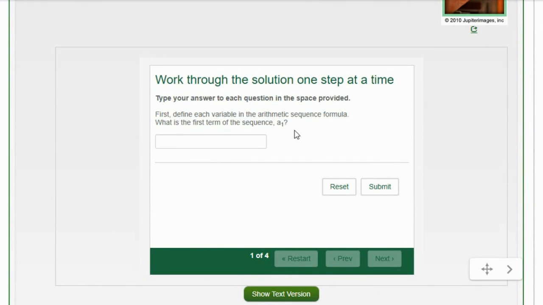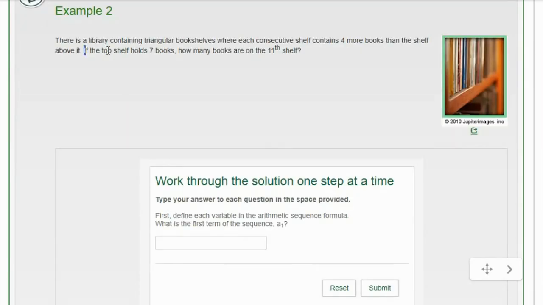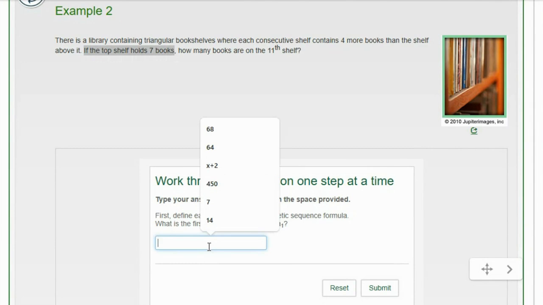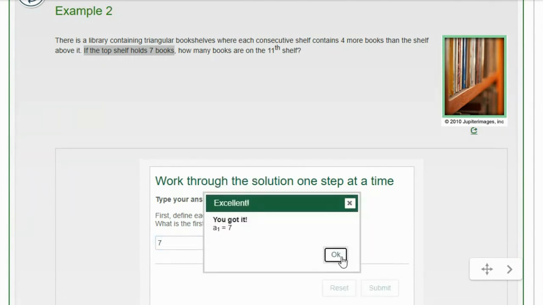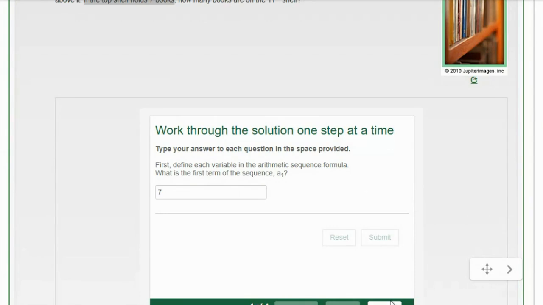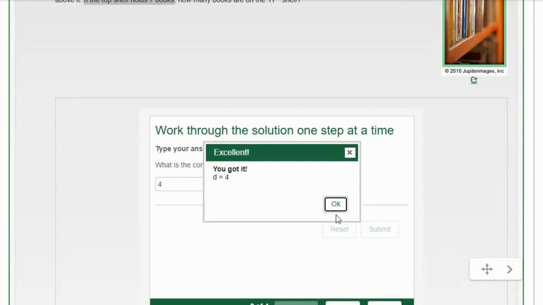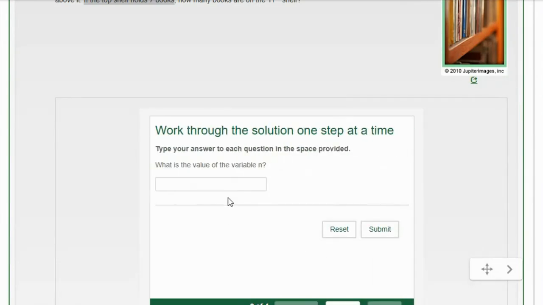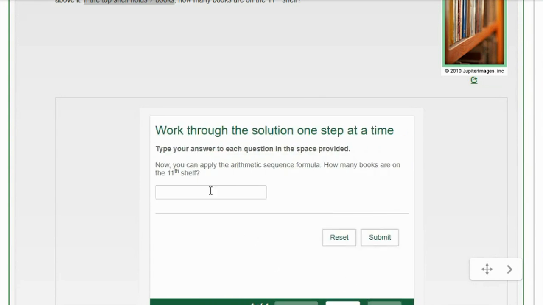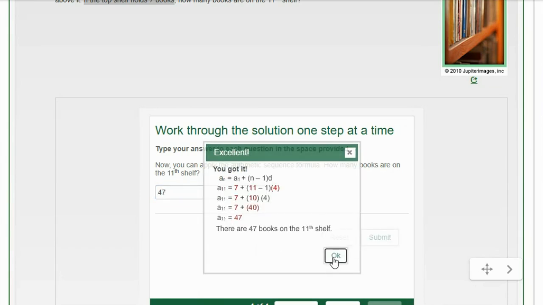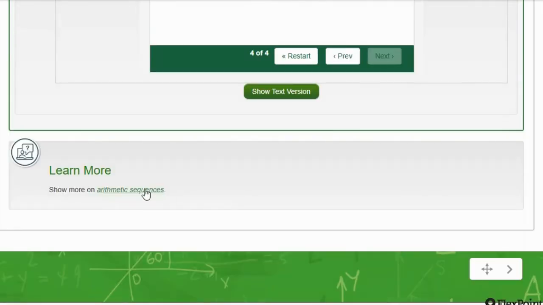What is the first term of the sequence? Well, they said that the top shelf holds 7 books. So it's 7. And the next one says, what's the common difference? It said 4 more. So that tells us. What's the value of the variable n? Wants to know the 11th shelf. So that would be n. And how many books are on the 11th? That was the 47 that we came up with. All right, and there's another example if you need it.